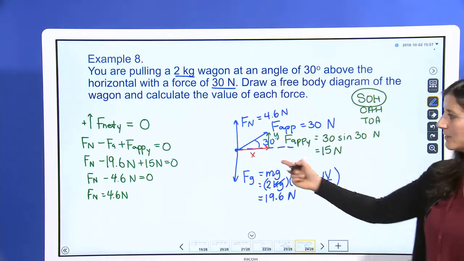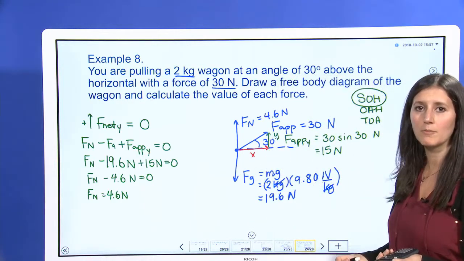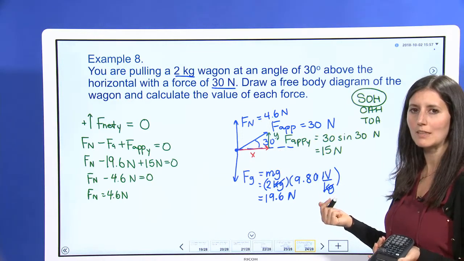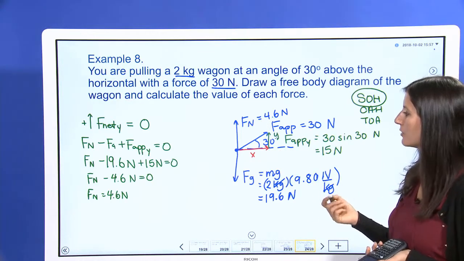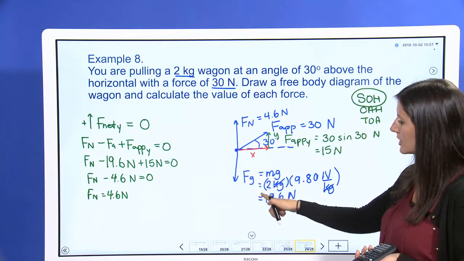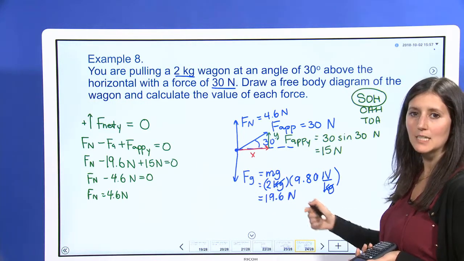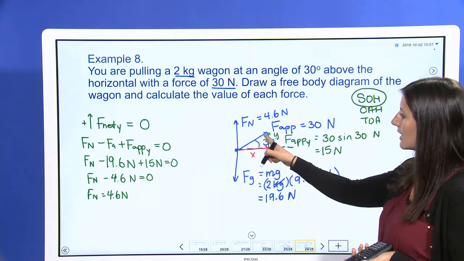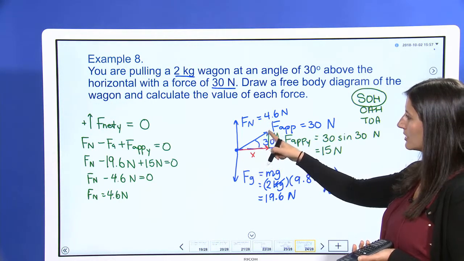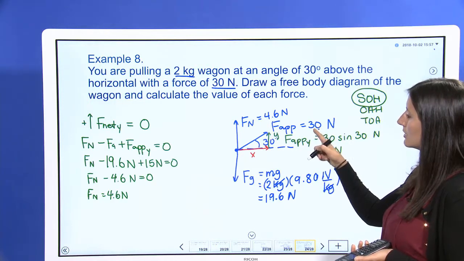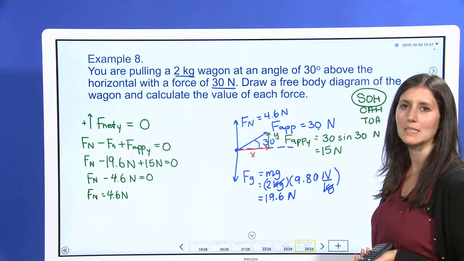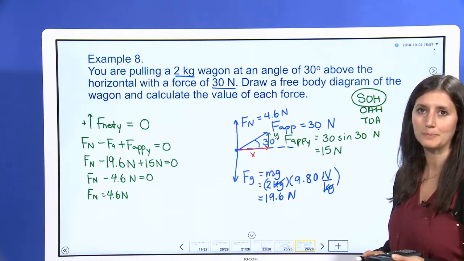Okay, I could figure out what my x component of my F applied is, but I don't really need to because I don't need it for anything. I just want to know what all the forces are. So now I know my Fg, force of gravity, is 19.6 and it's pointing down. I know my F applied is on an angle of 30 degrees above the horizontal and it equals 30 newtons. And I know my normal force is pointing up and it's 4.6 newtons. So I've answered the question.